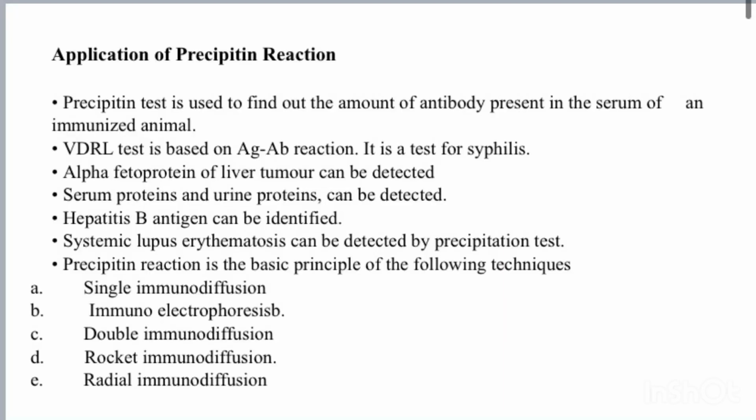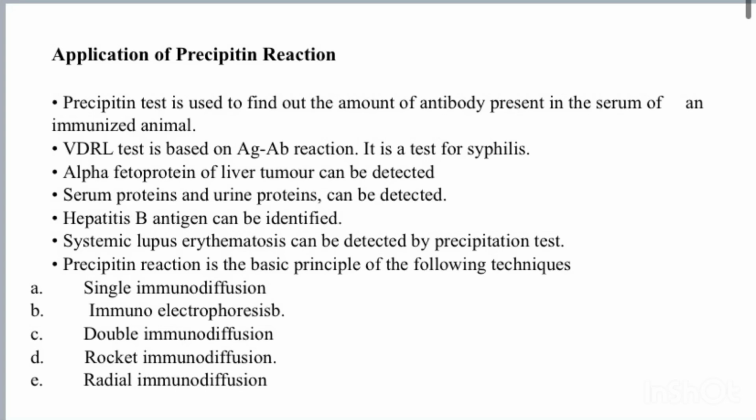So, the applications of precipitation reaction. The precipitation test is used to find out the amount of antibody present in the serum of an immunized animal. The VDRL test is based on AG-AB reaction. It is a test for syphilis. Alpha fetoprotein of liver tumor can be detected. Serum proteins and urine proteins can be detected. Hepatitis B antigen can be identified. Systemic lupus erythematosus can be detected by the precipitation test.